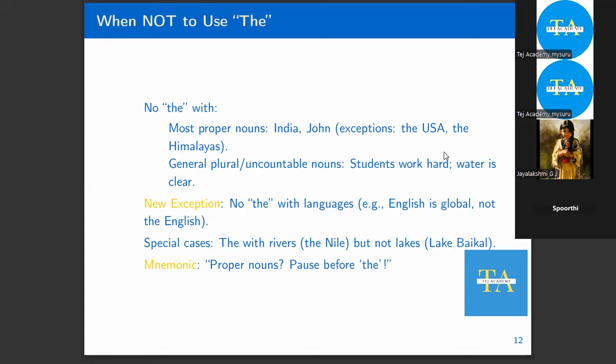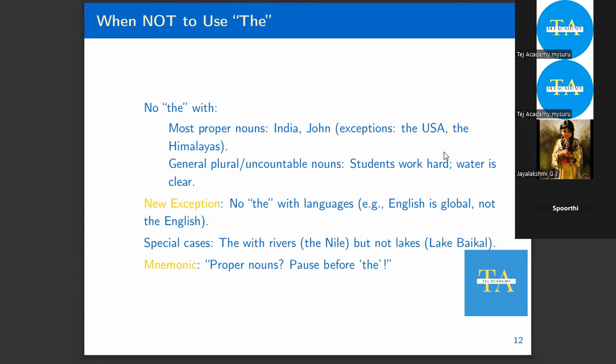And general plural and uncountable nouns. Students work hard. Water is clear. So there is no necessity of adding "the" in front of plural nouns like "the students." That's not really necessary. Whenever a plural comes, we had better avoid using "the" or "a" or any article. And "water is clear" is a very general statement, so there is no necessity of adding an article.